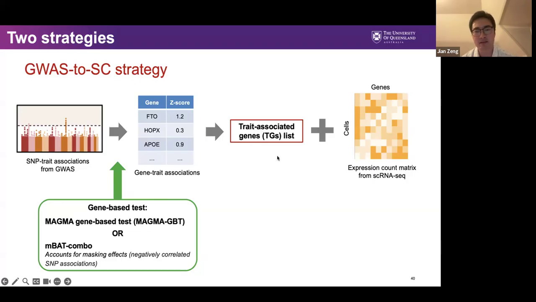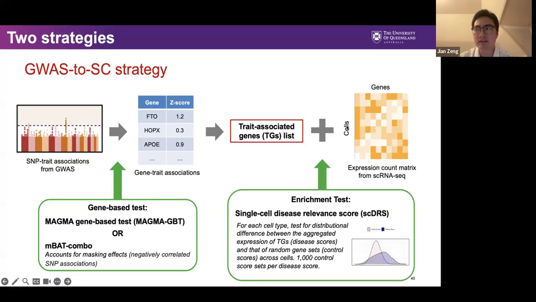Usually it's 1,000 genes. And then people look at how the total expression of these 1,000 disease genes in the single cell data compares to the control genes' total expression in the same data set. They call these the disease score and the control score of the cell. If the disease score is significantly different from the control score for the cells within that cell type, then they declare this cell type is associated with the disease. And this method is known as the single cell disease relevance score.